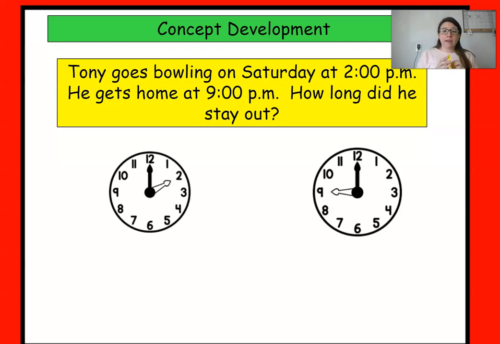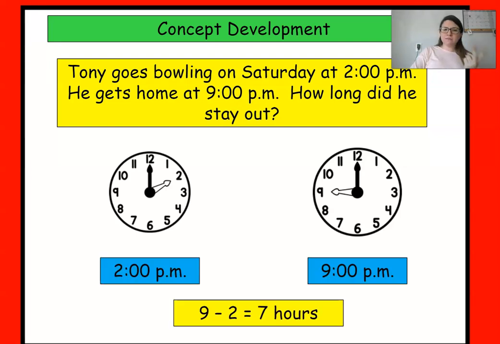Tony goes bowling on Saturday at 2 p.m. What does p.m. mean again? Good. Afternoon. He gets home at 9 p.m. How long does he stay out? So he leaves at 2, he gets home at 9. So 2 o'clock, 3 o'clock, 4 o'clock, 5 o'clock, 6 o'clock, 7 o'clock, 8 o'clock, 9 o'clock. 7 hours. 9 minus 2, 7 hours.